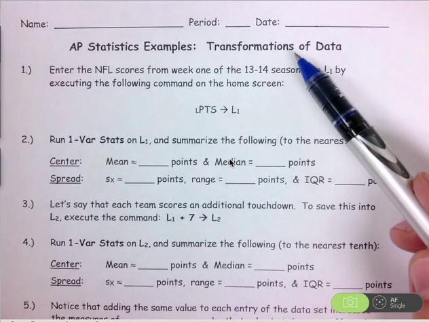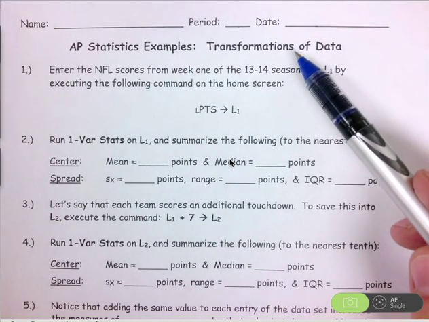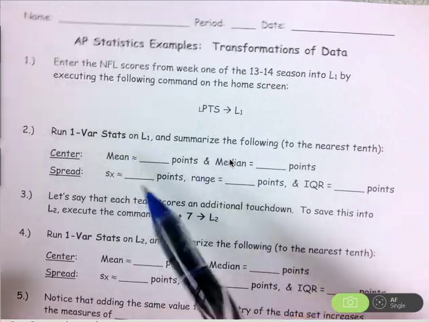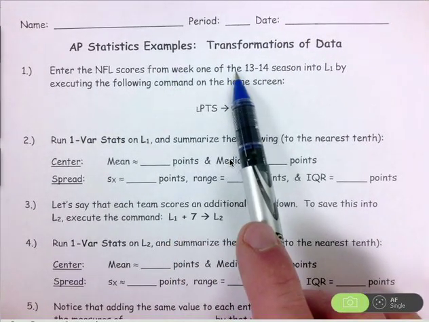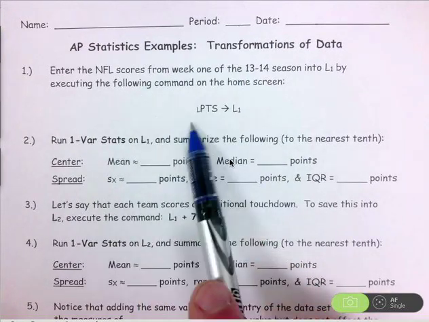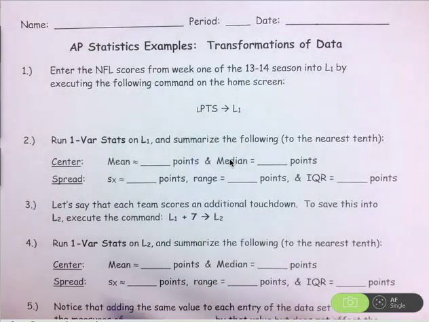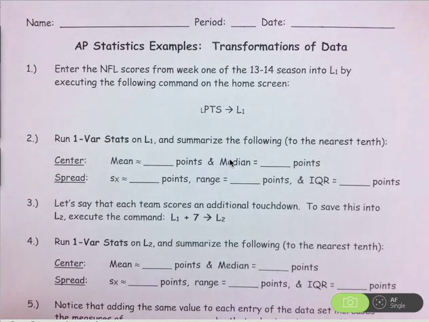Well, let's actually practice using some data that we've stored already. So enter the NFL scores from week 1 of the 13-14 season. Put these in list 1 by executing this command on the home screen. The points list should already be stored on your calculator.